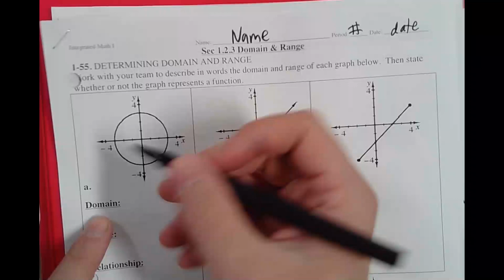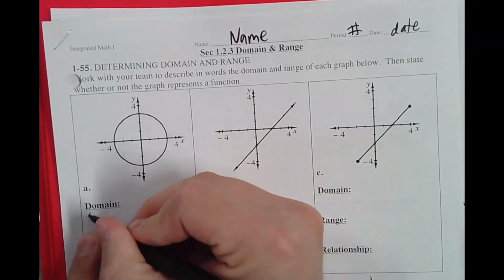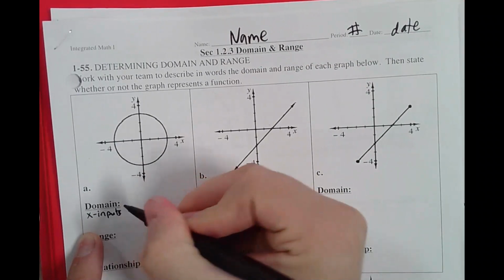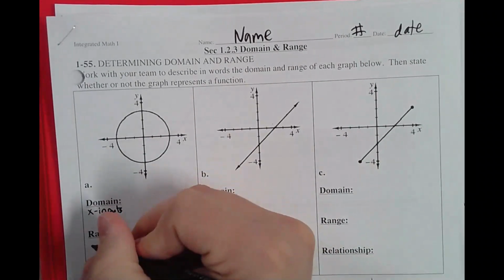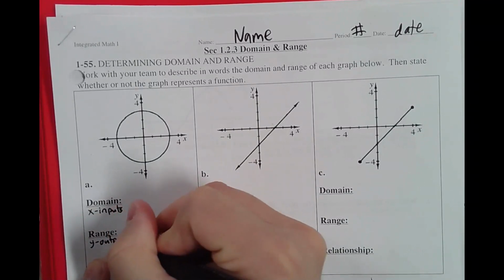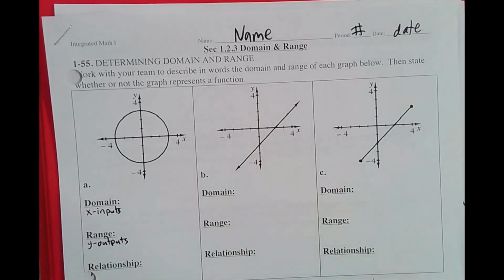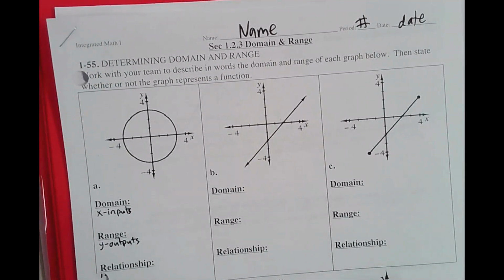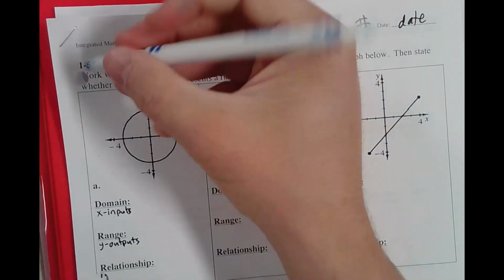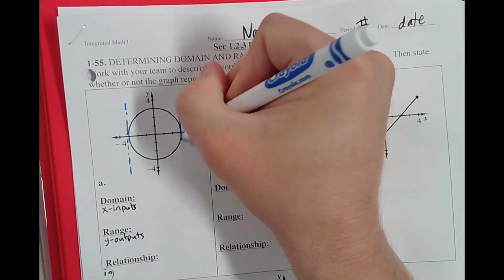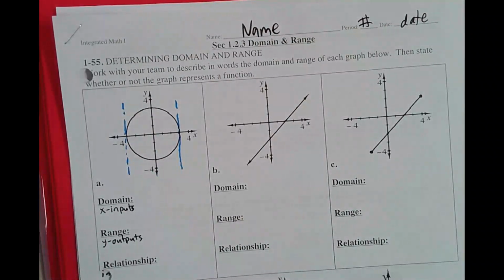Domain. Domain is defined as the X inputs. X values, which are the inputs. Range is all the Y values, which are the outputs. I also like to see it this way. Domain is how far left to how far right does the graph go? That's domain.